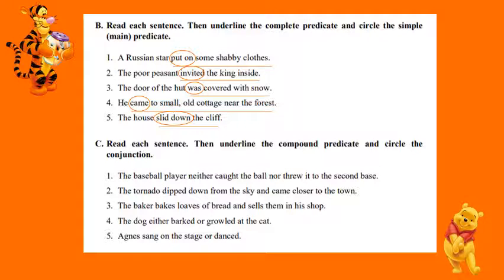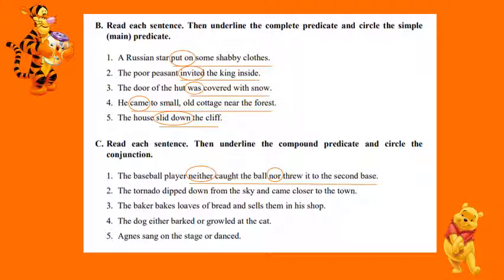So here the compound predicate is "neither caught the ball nor threw it to the second base." Also, you have to underline neither with the predicate. What is the conjunction here? Here we used neither nor. You have to circle neither and nor together, okay? Not neither alone and nor alone. No, neither nor, you have to circle them together.